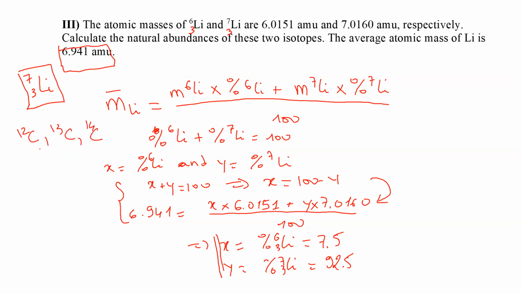But the more abundant one is the lighter one, which is carbon-12. If you look at hydrogen, for example, we have hydrogen-1, hydrogen-2 (deuterium), and hydrogen-3 (tritium), and the more abundant one is the lighter one. But for lithium, we have lithium-6 and lithium-7, and the most abundant one is the heavier one, which is lithium-7. So you can remember this exception from the periodic table.